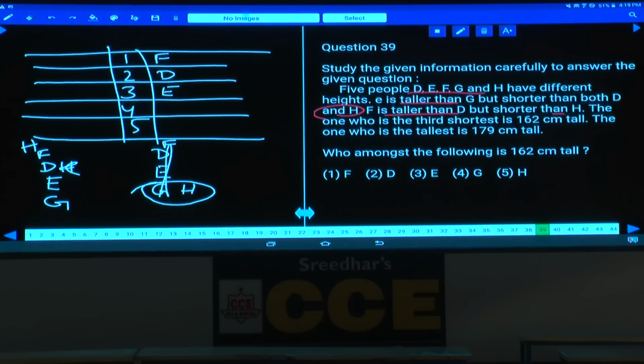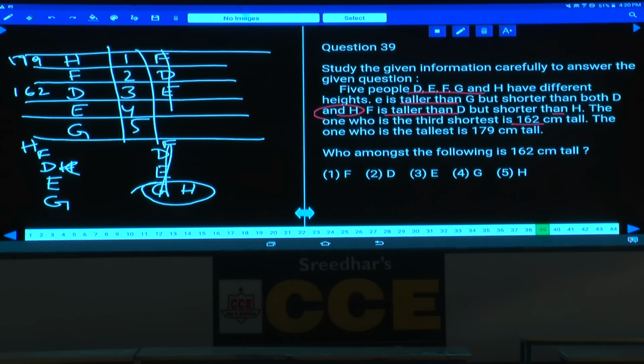Then what is the order here? H, F, D, E and G is the order. Then the one who is the third shortest is 162 centimeters. Now this D is 162 centimeters, and the one who is the tallest is 179 centimeters. Now the tallest is 179. Now this third person is at 162.